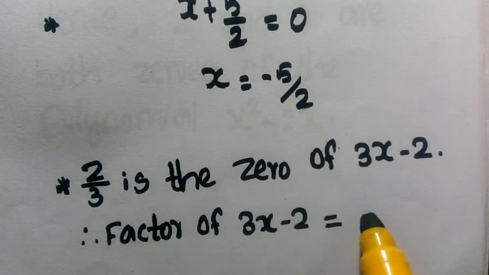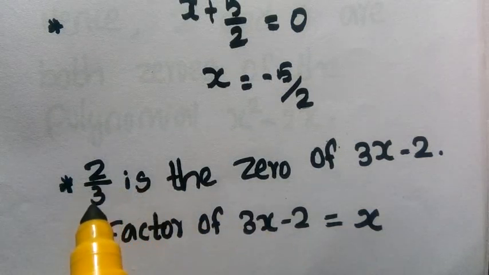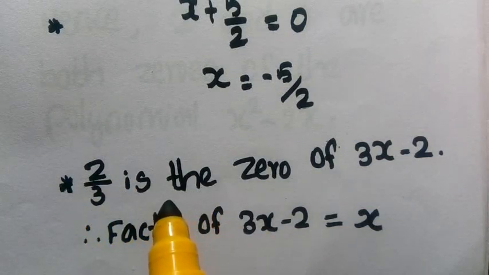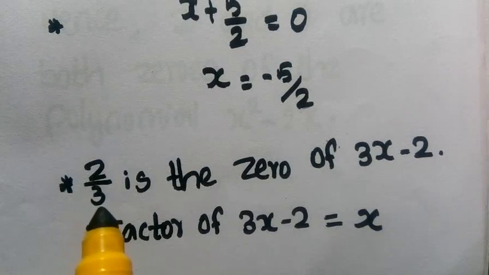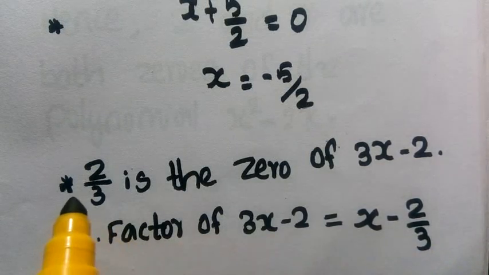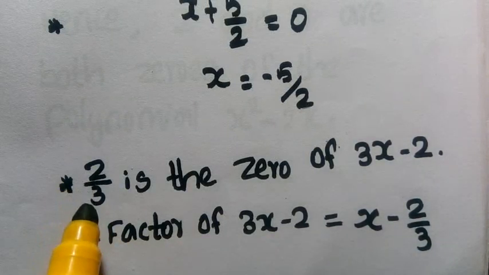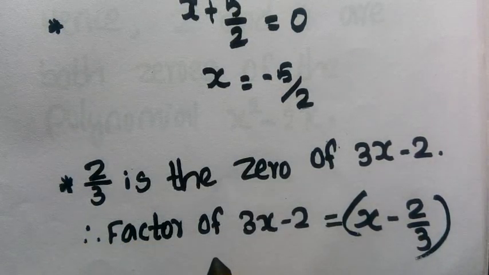So first you need to write the variable x. Then you need to check the zero of the polynomial. 2 by 3 is the zero of the polynomial. So here 2 by 3 is a positive rational number. So you need to take minus 2 by 3, opposite of 2 by 3. What is the opposite sign of 2 by 3? Minus 2 by 3. So the factor of 3x minus 2 is equal to x minus 2 by 3. Okay.